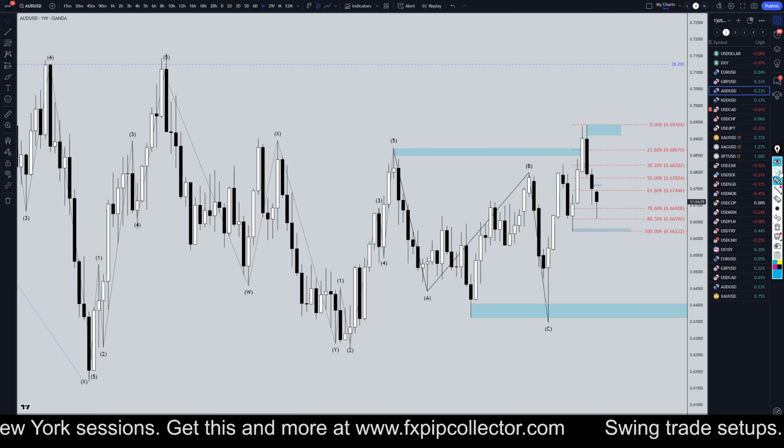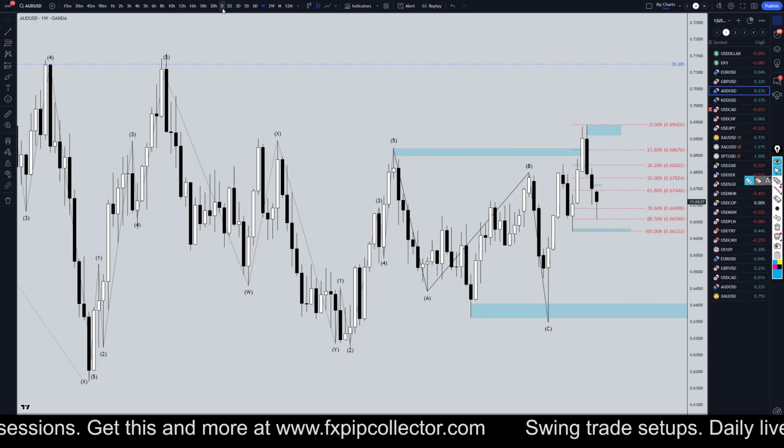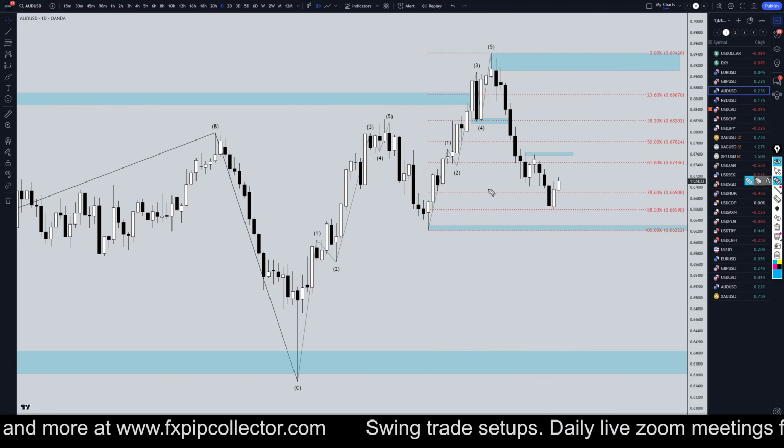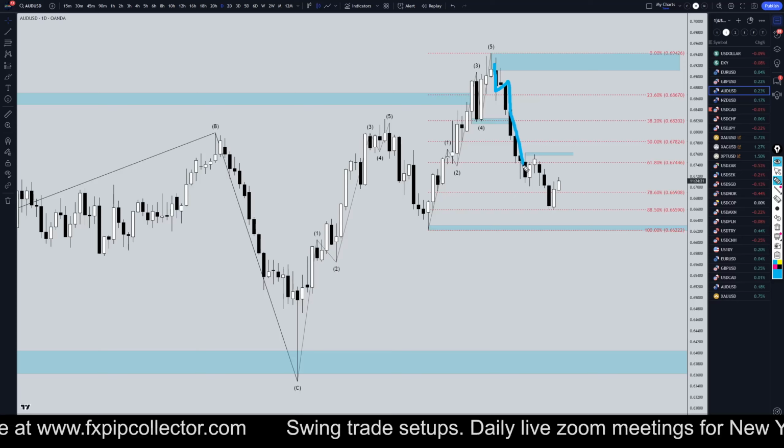Either way, like I always say, we take it one step at a time, so that way it won't really matter what it does. Going down to the daily time frame, this is where you can start to see the structure of this move down.